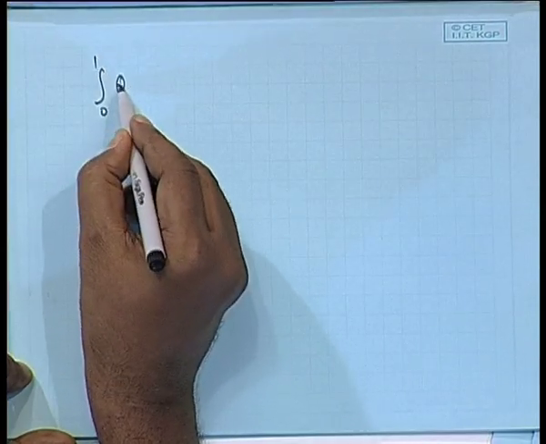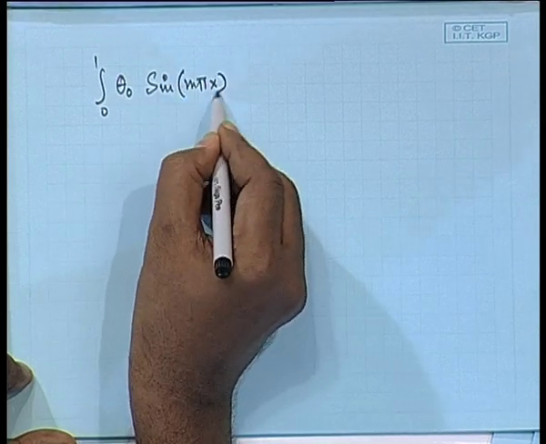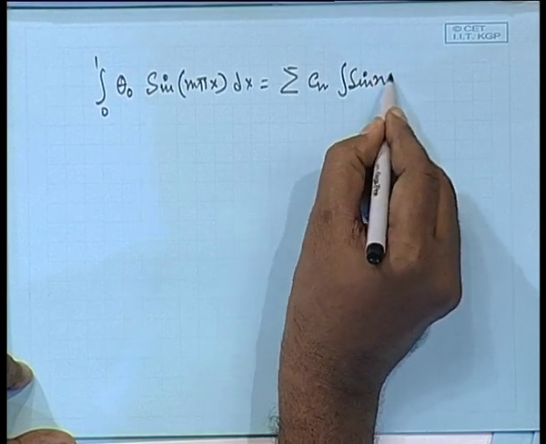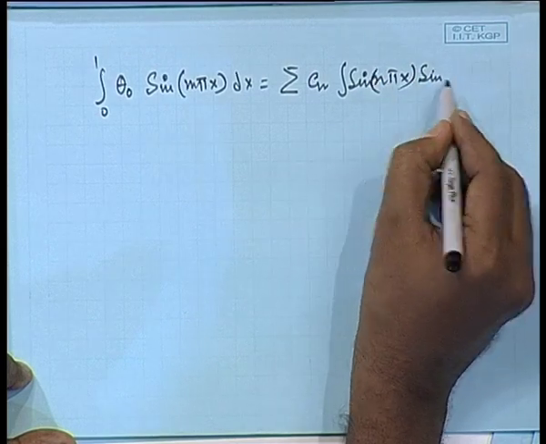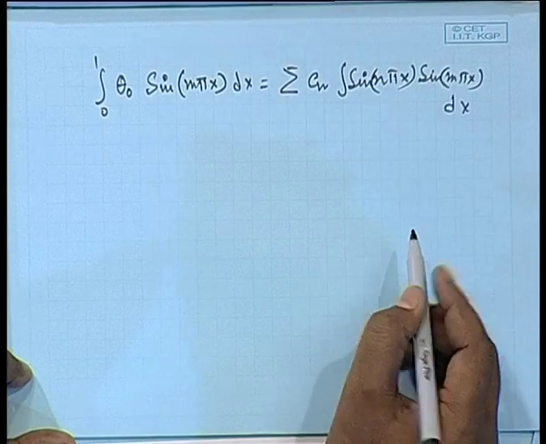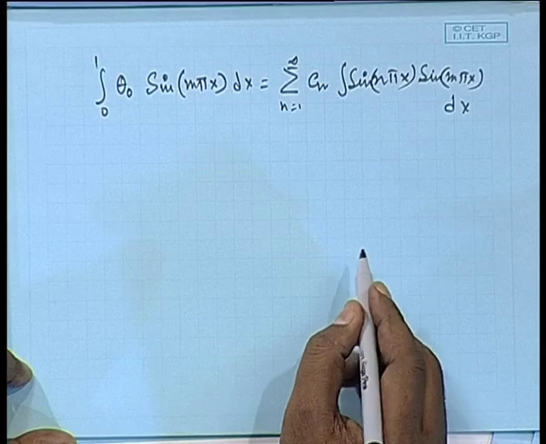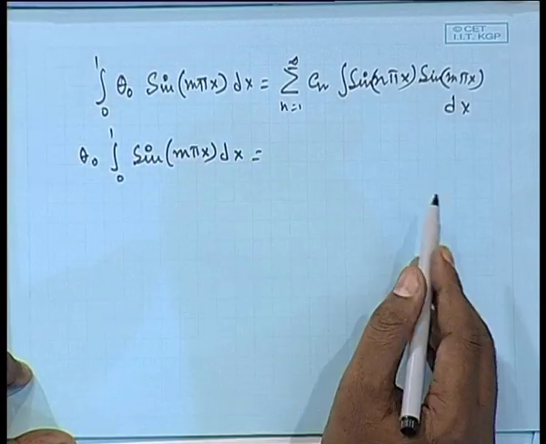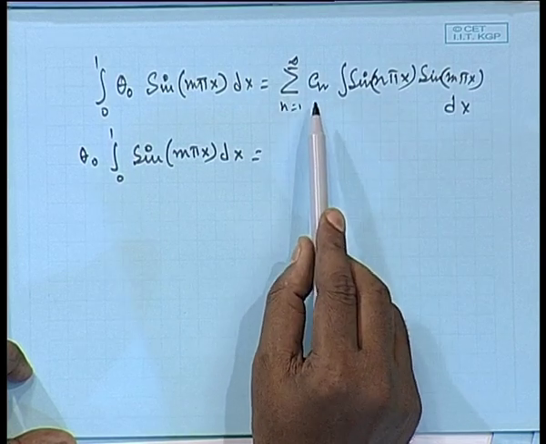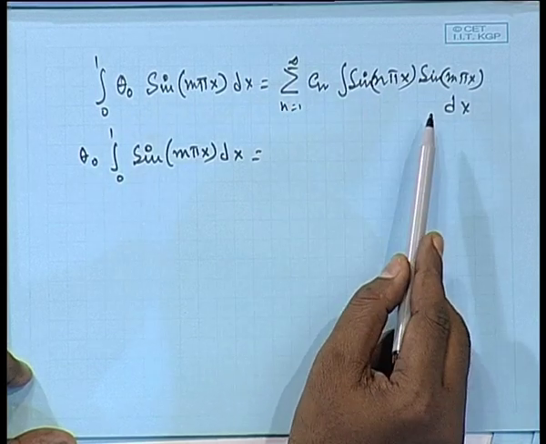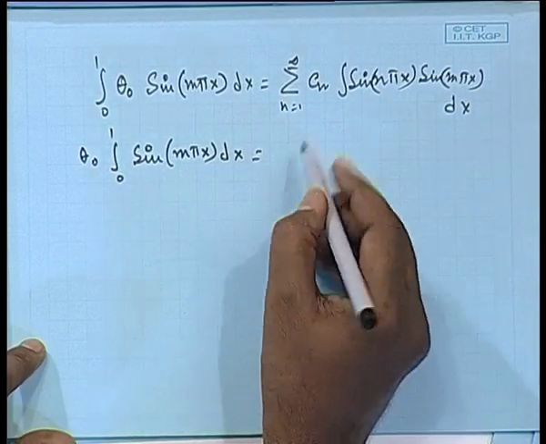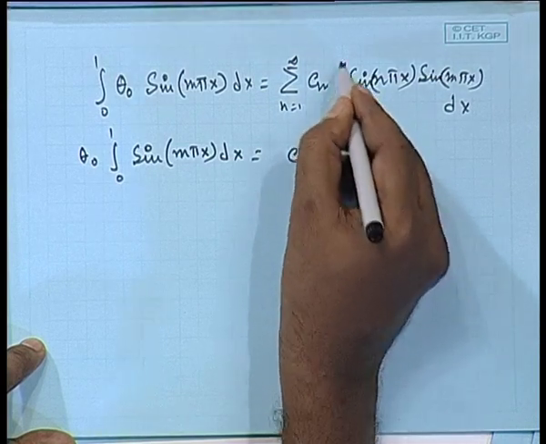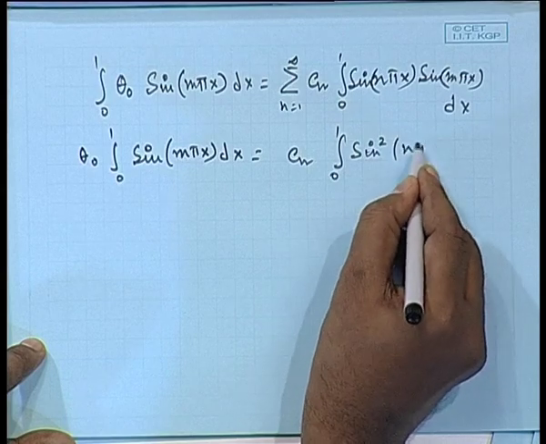Okay. Integral 0 to 1 of theta 0 sin m pi x dx is equal to summation from 1 to infinity of Cn sin n pi x sin m pi x dx. Okay. So this will be 0 to 1 sin m pi x dx. Now, if you open up this summation series, all the terms will vanish because of the orthogonal property, apart from one term, that is m equal to n. So this whole summation will be converted into one term only, that will be Cn integral of sin square n pi x dx.